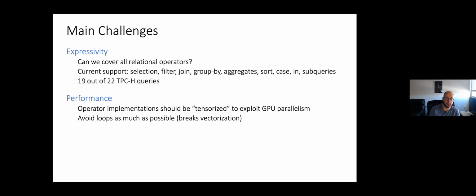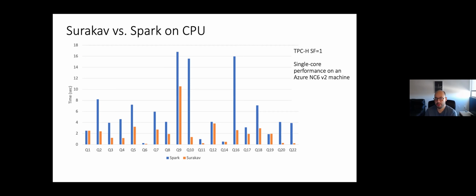And in terms of performance, what is interesting in doing this translation is that we have to change the way we're thinking. What is very important is to keep this tensorized implementation of the operators, because essentially whenever you start doing loops, that's when you lose the parallelism of the GPU. So you need to do that as much as possible in a vectorized fashion, right? So that is what is interesting and intriguing here. I'm not going to get into more details of how we do these translations, but I will give you some very preliminary results of the current version of Surakav.